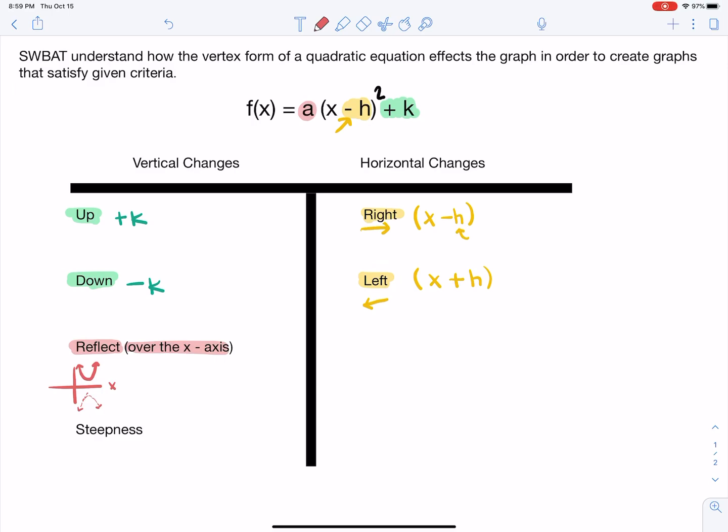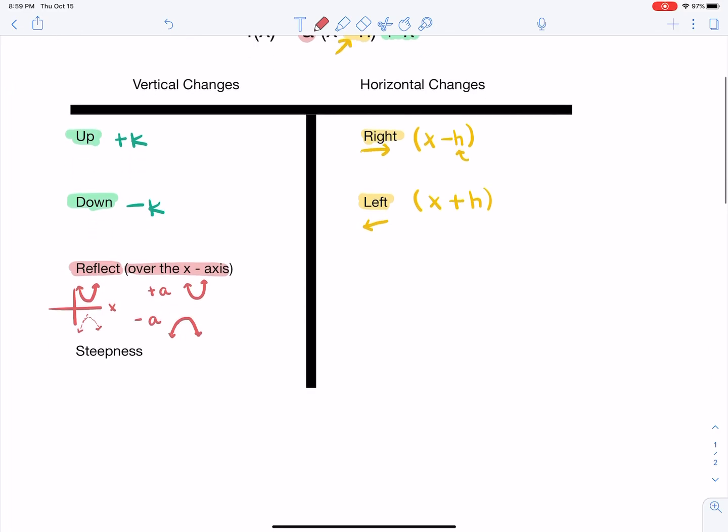Really, that just means that if your a is positive, so a positive value for a means your graph will face up. A negative value for a means your graph will face down. Kind of like most of you already told me before. Okay? Now, some extra vocabulary words. If my graph points up, we can say it opens up, or we can say it's concave up.